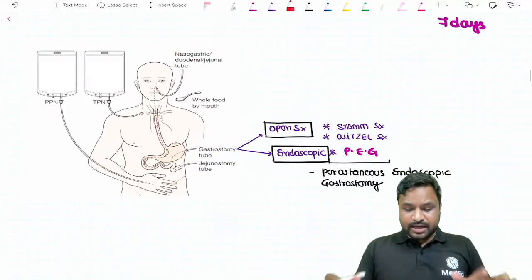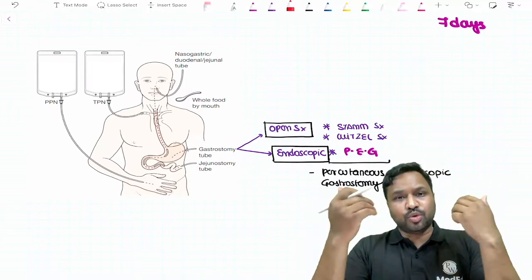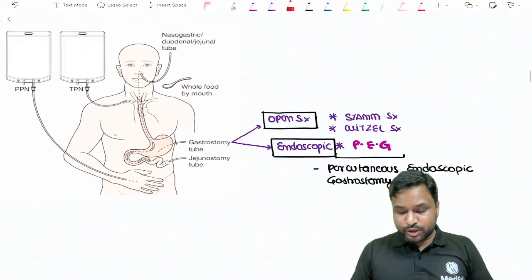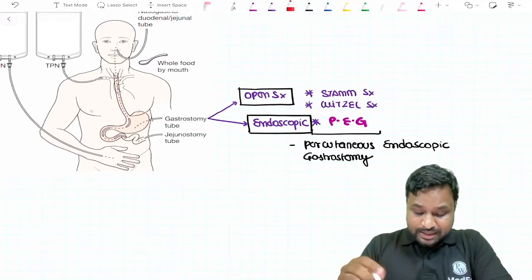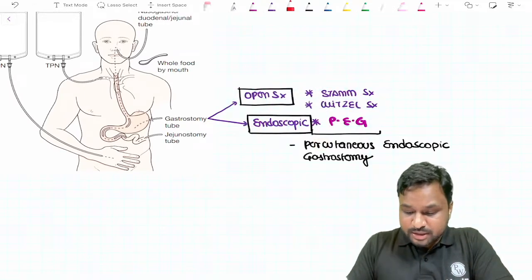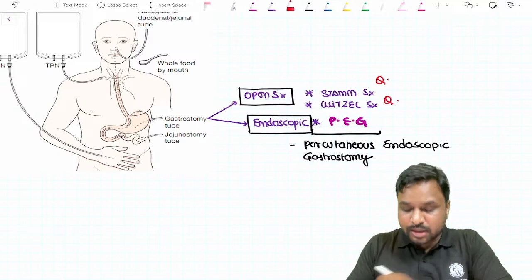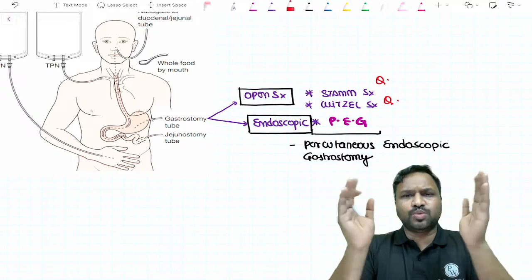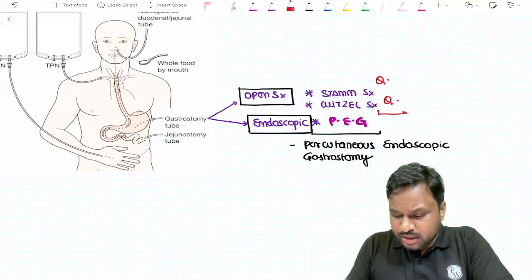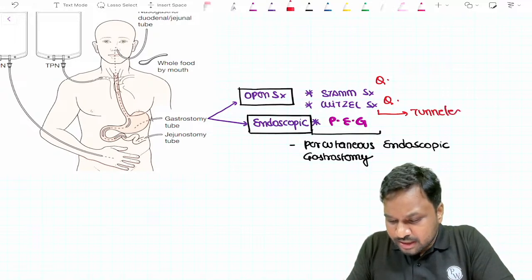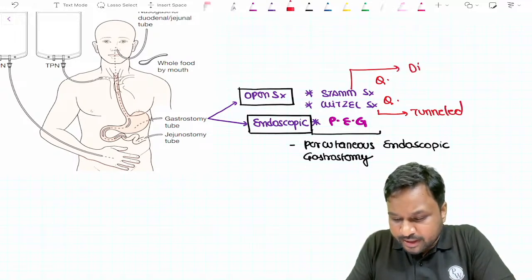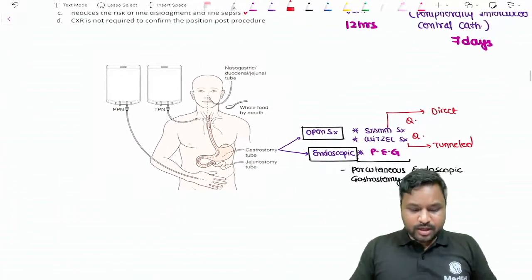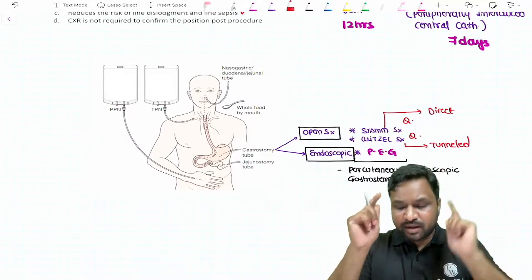Now, these are the other forms of enteral nutrition through various mechanisms you have. Remember, in open gastrostomy, two names to be remembered. The surgeries used in open gastrostomy are Stamm and Witzel. What is the difference? Stamm is a direct access, Witzel is a tunneled access. That's it. Witzel is tunneled access, Stamm is a direct access. This is what you have to remember with respect to both procedures. So this is in terms of nutrition. Very, very, very important topic.